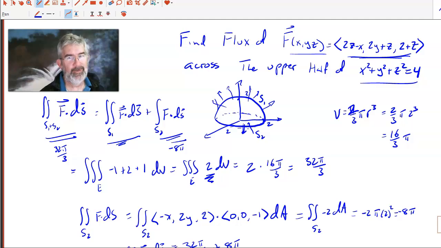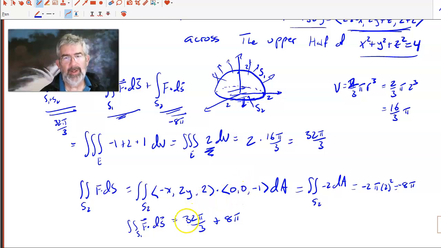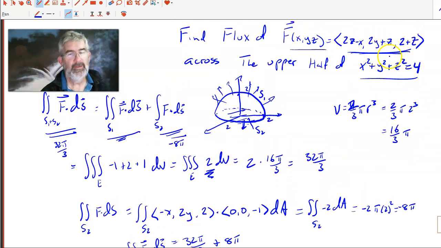It does depend on the surface. The integral over the hemisphere was different than the integral over the base. The integral over the base was 8 pi if I'd used an upward normal, negative 8 pi with a downward normal. But the integral over the whole thing, over the upper half, turned out to be 8 pi plus 32 pi over 3. So it is dependent on the surface because this was not a curl field. This was not the curl of something else. It was just its own vector field.